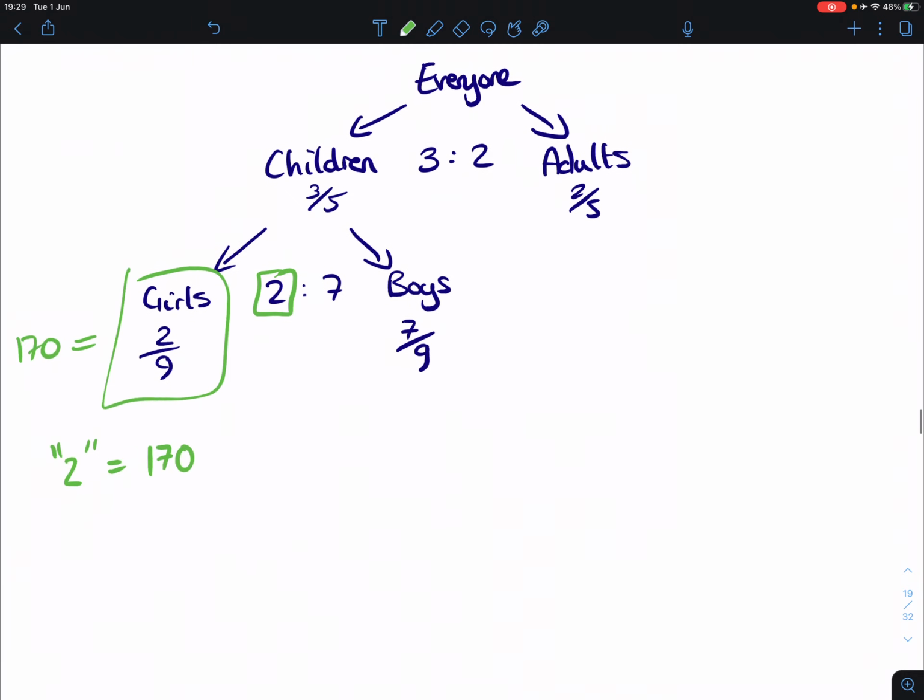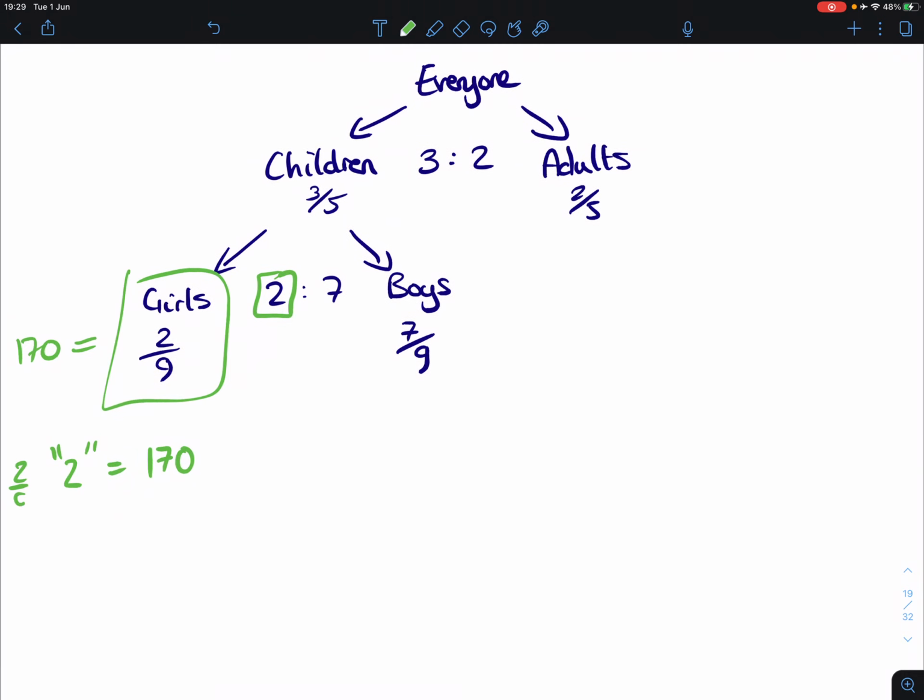So whether you treat it as 2/9 equals 170, or 2 in inverted commas equals 170, what we have to do is figure out 1 and then figure out all of the children. Now there's a way you can do this. You could figure out 7 for the boys, or you could just figure out 9, which would be both of them together. Both methods will work fine here.